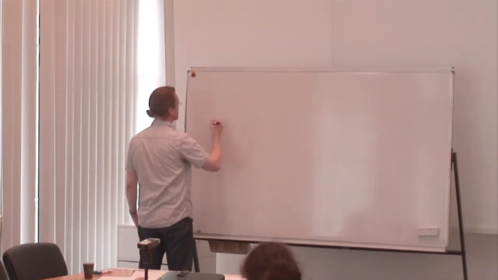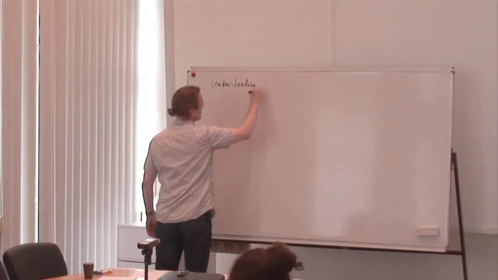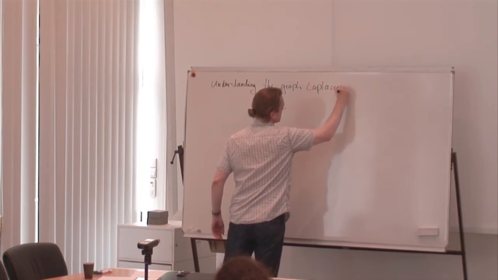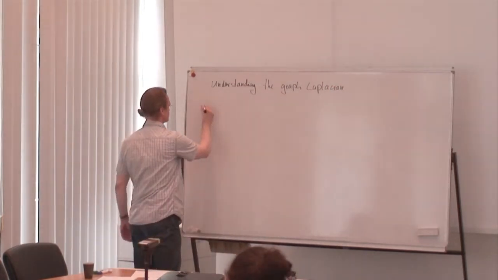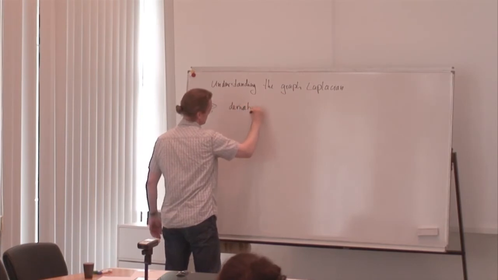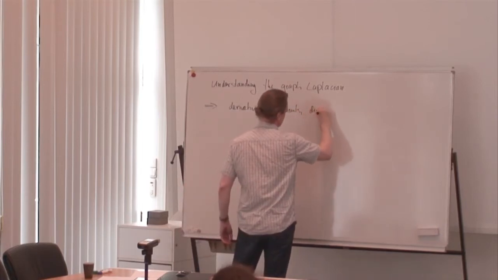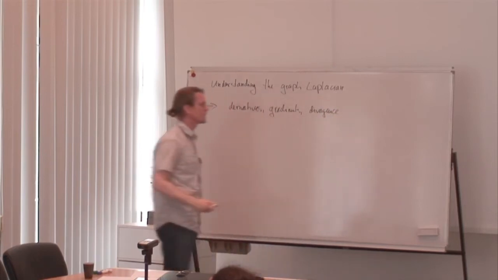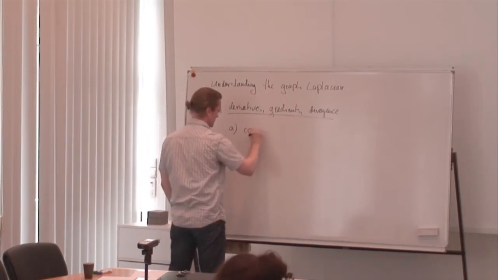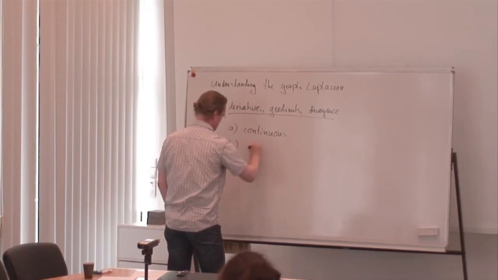So our topic for today is understanding the graph Laplacian. And in order to do this, we have to look at what we know about derivatives, gradients, and divergence. We will do this for the two cases. First, the continuous case, and second, the discrete case.